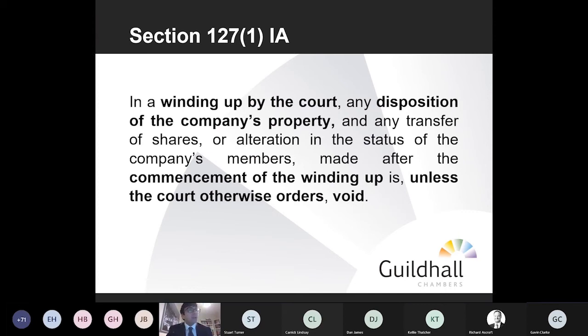And so where you have a disposition which ticks those boxes, it's a disposition of the company's property and it's made after the commencement of winding up, then it is by the section void unless the court otherwise orders. And so there is a jurisdiction on the part of the court to make an order both prospectively and retrospectively, validating what would otherwise be a void disposition. And Ed will come on to consider what exactly that means in due course.